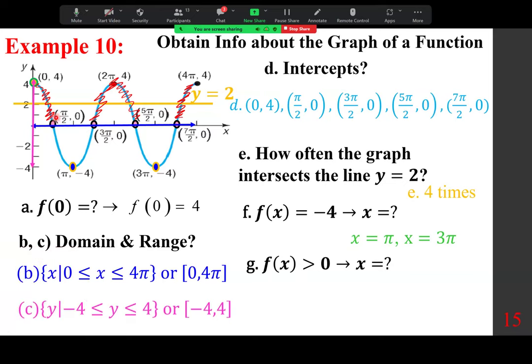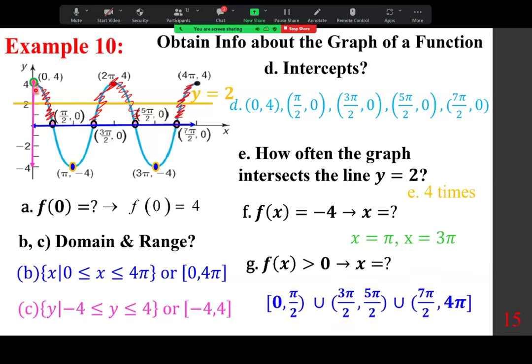So please understand, for example, here, you say from 0 to pi over 2. 0 is included, yes, it is clearly above. Pi over 2, no, because we want it to be greater than 0. Then from here to here is from 3 pi over 2 to 5 pi over 2, and they take parentheses, they are not included. From 7 pi over 2 to 4 pi. Is 4 pi included? Yes, it's above. But is 7 pi over 2 included? No. So we write 0 to pi over 2, 0 is included, pi over 2 is not. Union, 3 pi over 2 to 5 pi over 2, none of them is included. Union, 7 pi over 2 to 4 pi, where 7 pi over 2 is not included and 4 pi is included.